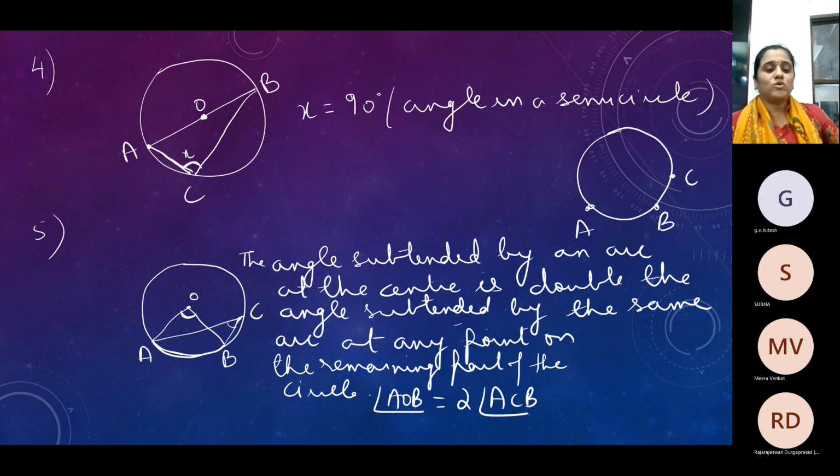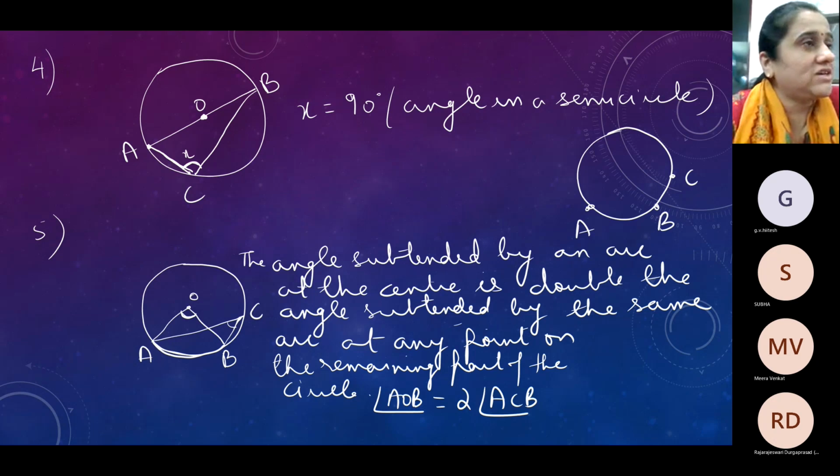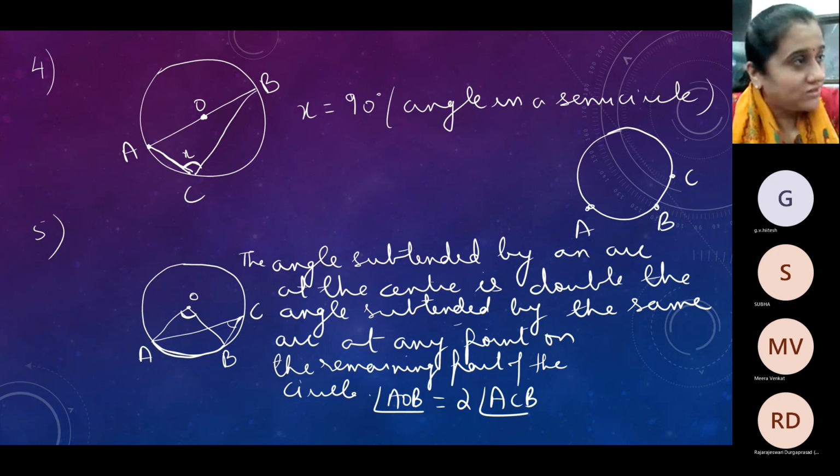Yeah. So if angle ACB is 60, how much is AOB? 120, because center is double. If ACB is 60, then center will be 120. If the center is 100, then that will be 50. On the circumference will be 50.